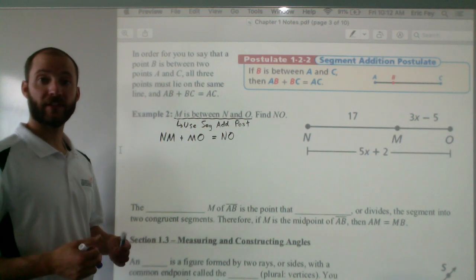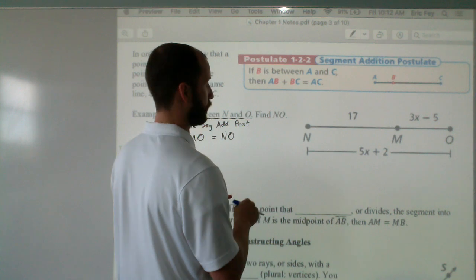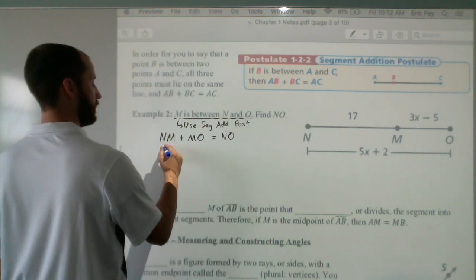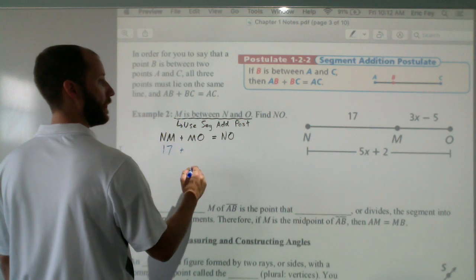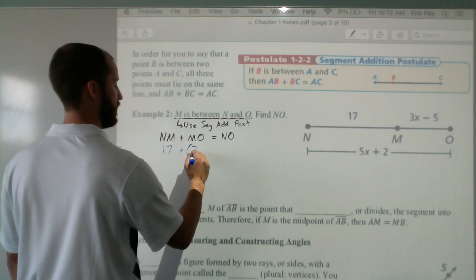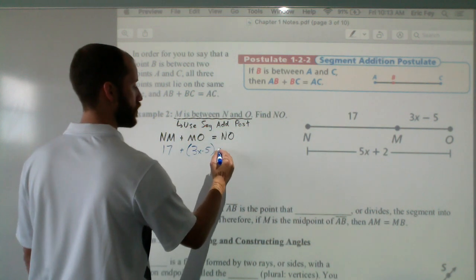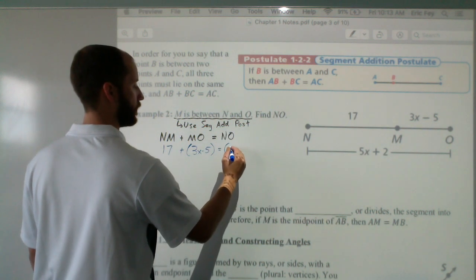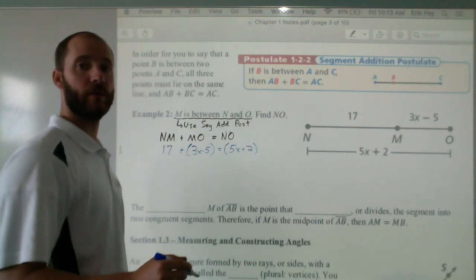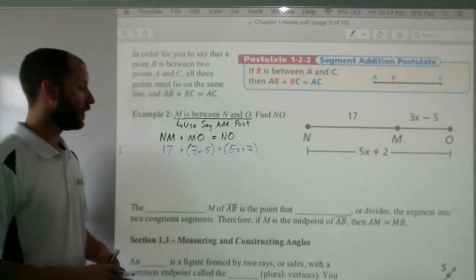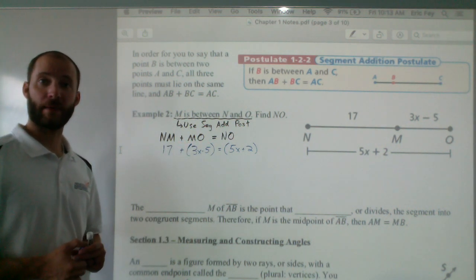So now we can do some fun substitution because we have quantifiable amounts over here. We have algebraic expressions. 17 is the NM. 3x minus 5 is MO. And NO is 5x plus 2. So now we have an algebraic problem that you are very competent in.